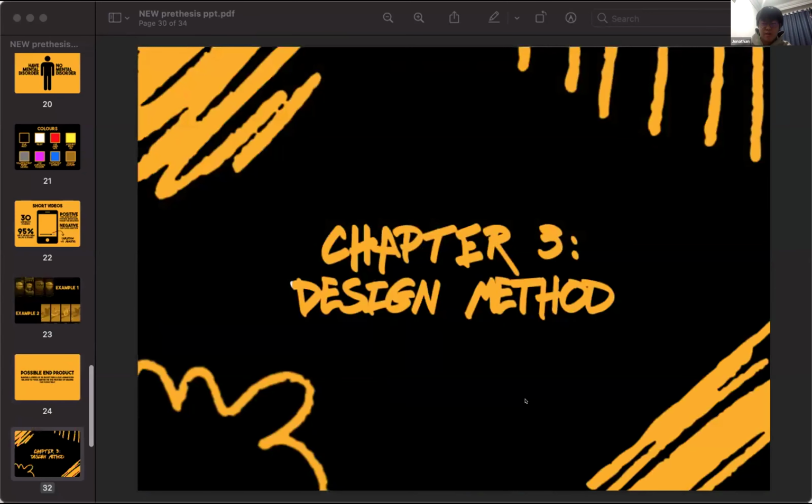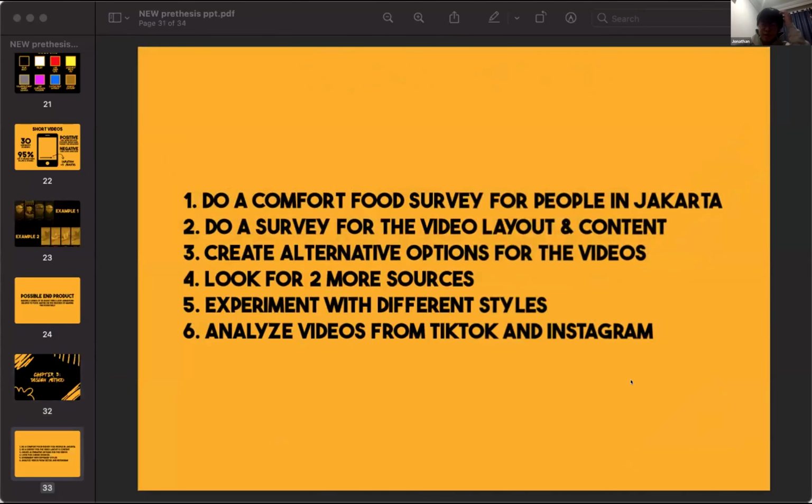Chapter 3, design method. The first thing I'm going to do is make a survey for comfort food among people in Jakarta, because last time it was Jakarta and surrounding cities, so it's not really accurate. Second, I'm going to do a survey about the layout and content for the video and create alternative options for the video. Also, look into more sources for the interviews, experiment with different styles, and analyze some videos from TikTok and Instagram to see what makes them trend.